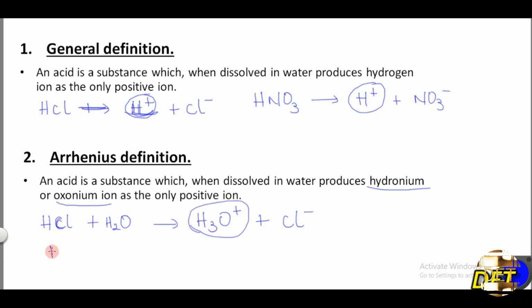Also, when trioxonitrate(V) acid dissolves in water, it produces hydronium ion and what? Trioxonitrate(V) ion. And this is the only positive ion that is produced in the solution. So this is what? An acid. So an acid, according to Arrhenius, is a substance which, when dissolved in water, produces hydronium ion as the only positive ion, right?